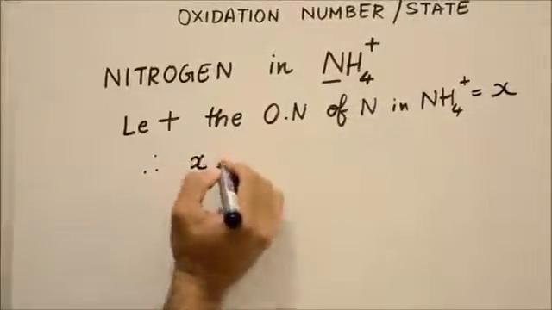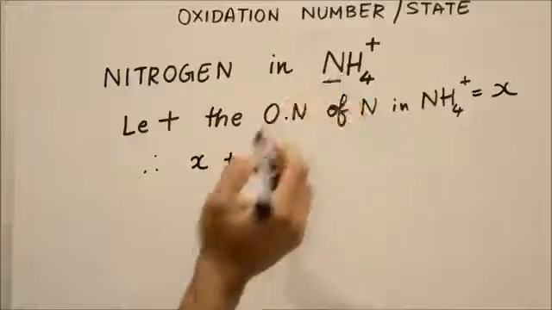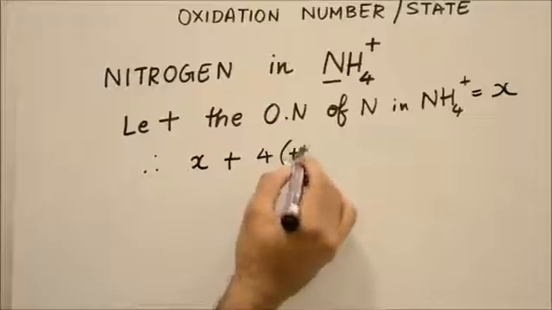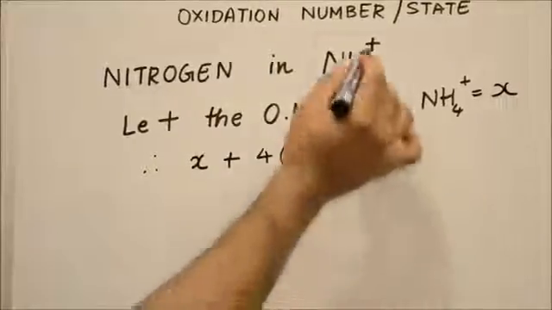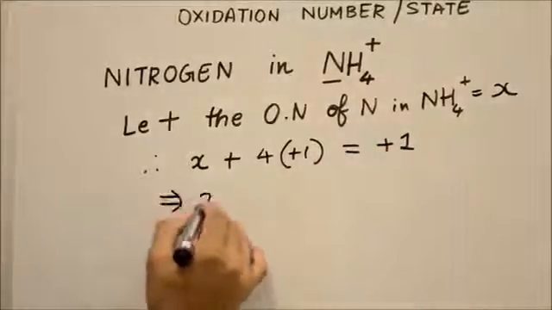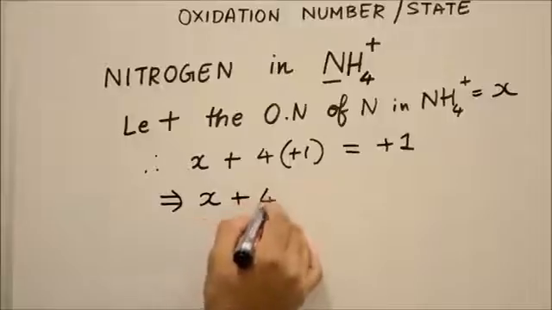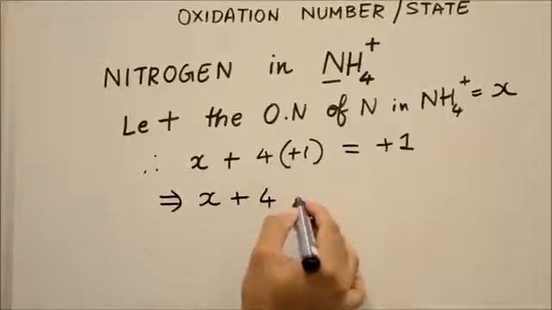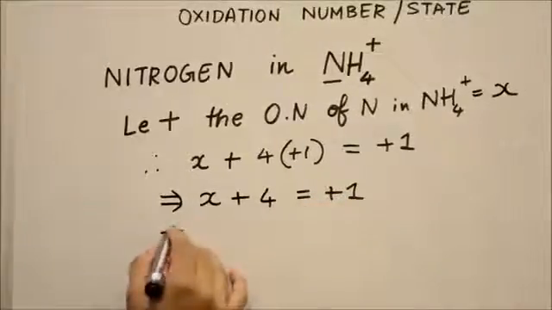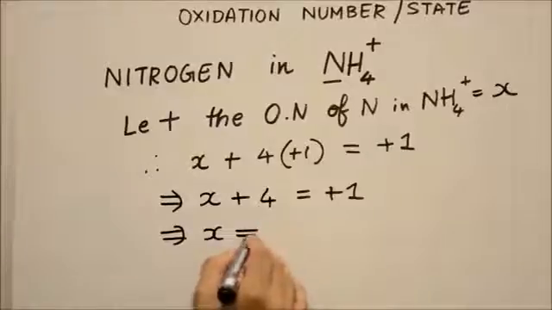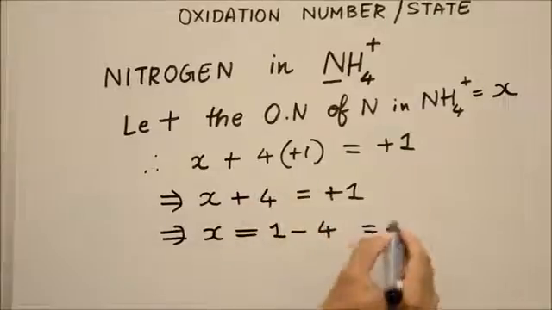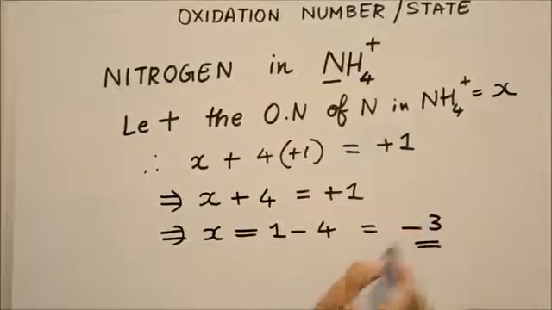This time the sum should be equal to plus 1, because the sum of the oxidation numbers should be equal to the charge, and NH4 plus has plus 1 as a charge. And we go with the calculations using hydrogen as plus 1 by the rules. So 4 hydrogens, so you're going to get 4. So X plus 4 is equal to plus 1. That should give you X as minus 3. So the oxidation number of nitrogen in ammonium is minus 3.